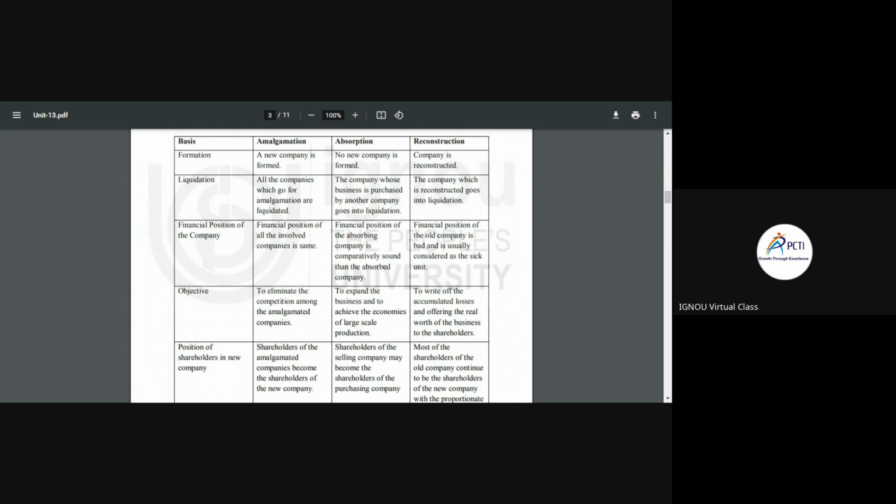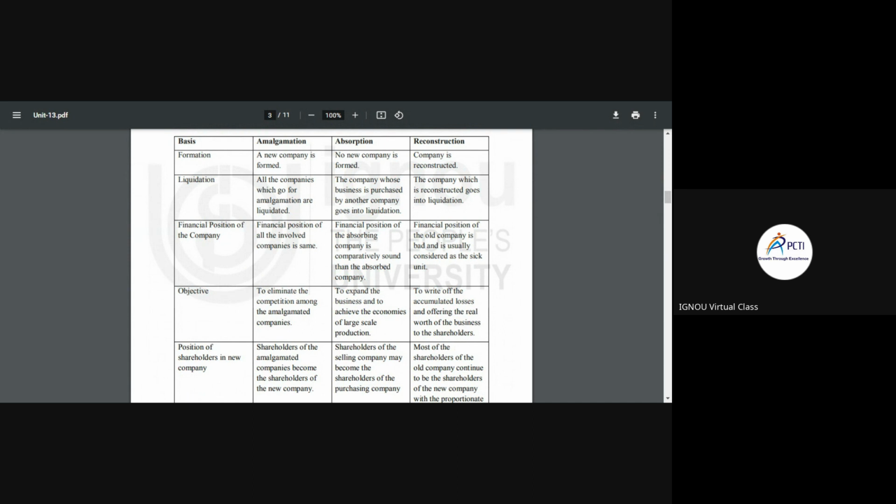Then what is the financial position of a particular company in case of amalgamation? The financial position of all the involved companies is the same. In the case of absorption, the absorbing company is comparatively sounder than the absorbed company. And in the case of reconstruction, the old company is bad and is usually considered a sick unit. Next one is the objective: the objective of amalgamation is to eliminate the competition among the amalgamated companies.